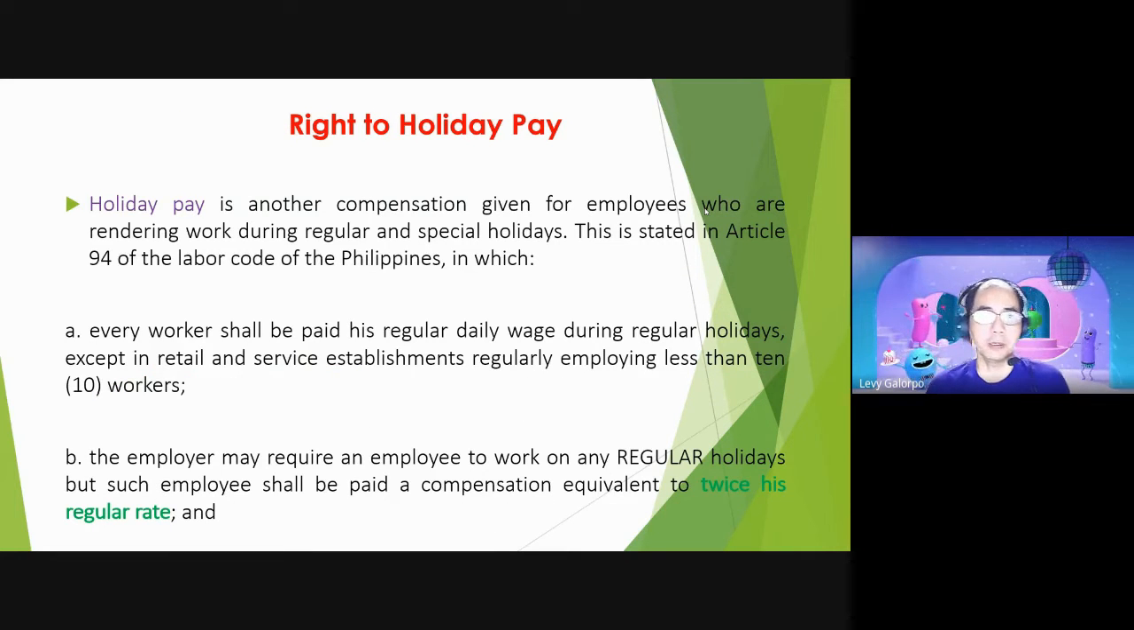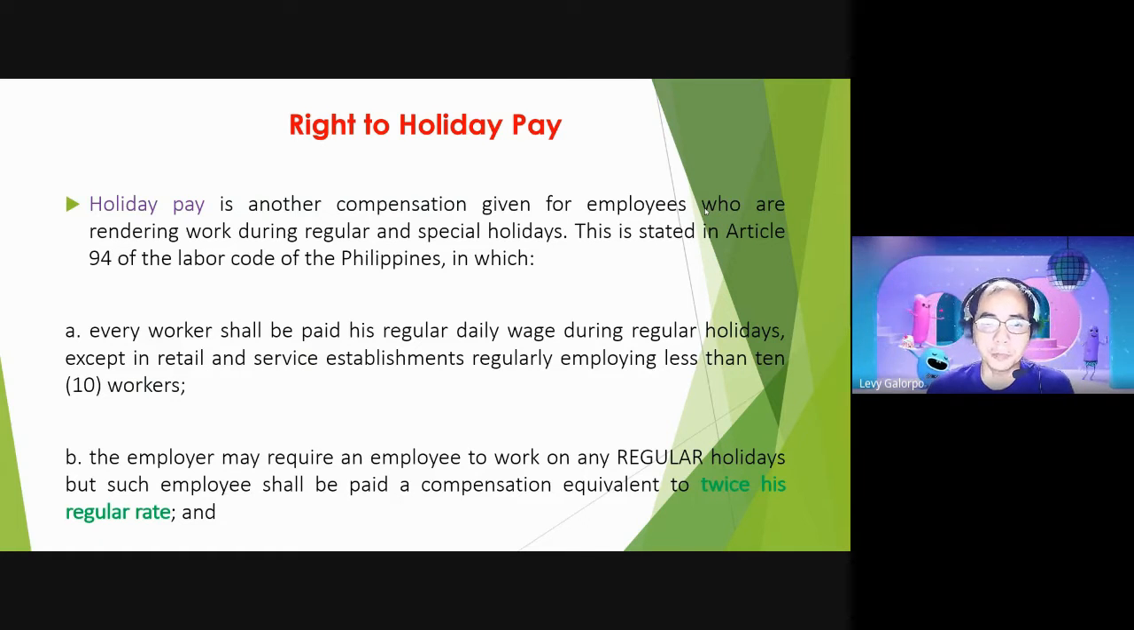Right to holiday pay. Holiday pay is another compensation given for employees who are rendering work during regular and special holidays. This is stated in Article 94 of the Labor Code of the Philippines, which says every worker shall be paid his regular daily wage during regular holidays except in retail and service establishments regularly employing less than 10 workers. Okay? So, mayroon siyang exception, no, kapag konti lang or less than 10 workers yung mga workers.